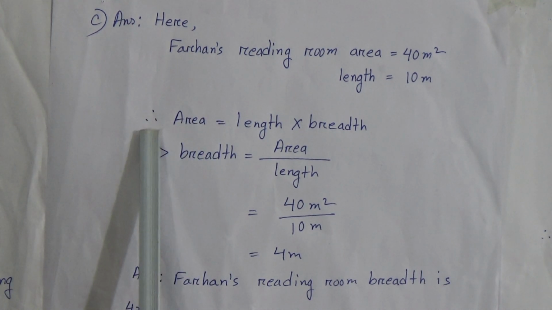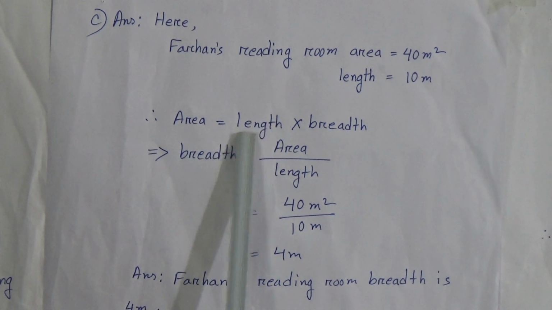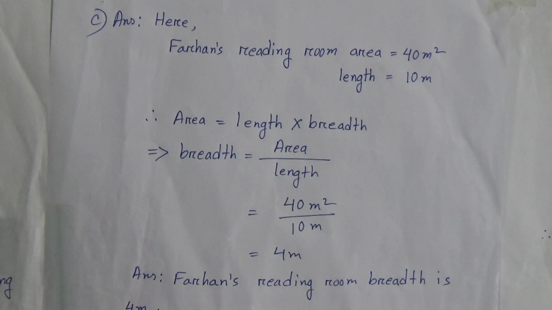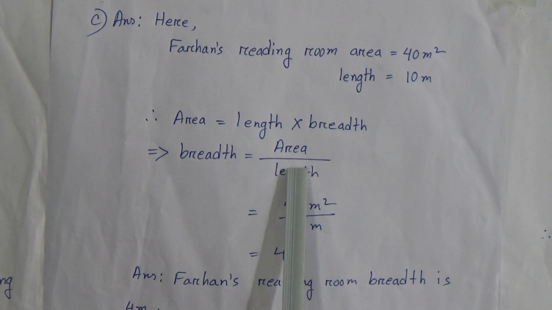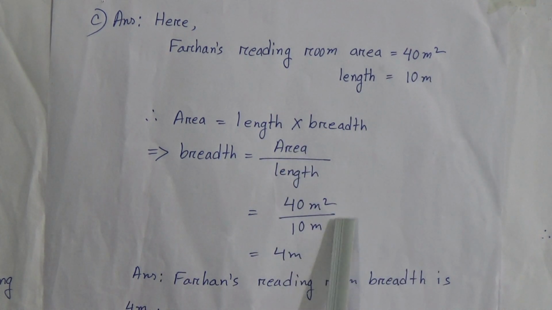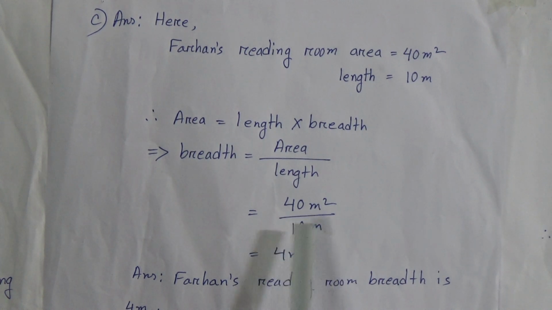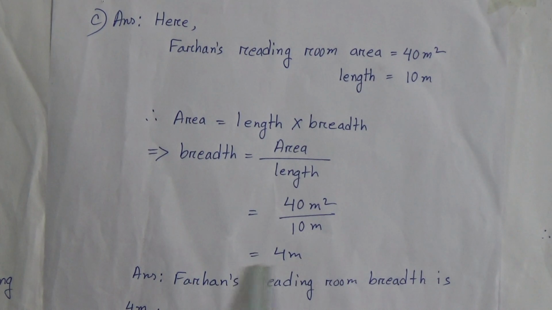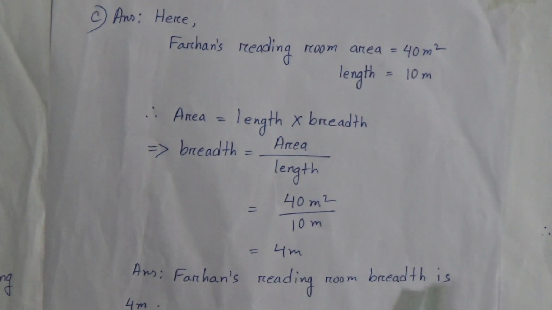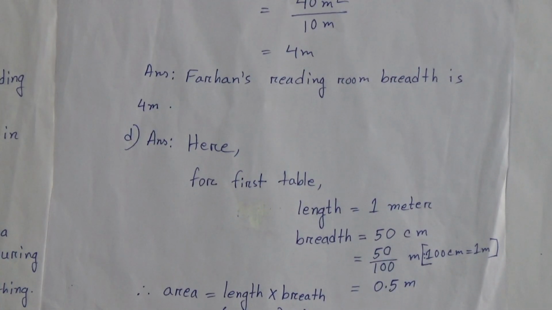Here we will write the formula, area equal to length multiply breadth, and now we have to find out the breadth equal to area by length. Then we will place the value of area here. Area is 40 meter square and length value is 10 meter. If we calculate this, then we will find here 4 meter. That means answer is Farhan's reading room breadth is 4 meter.